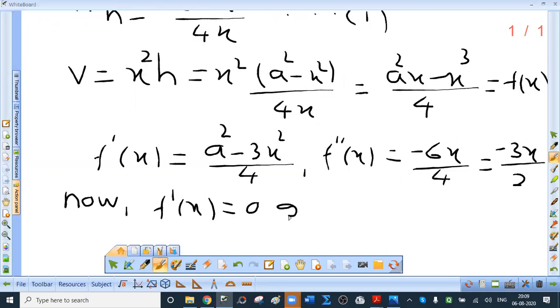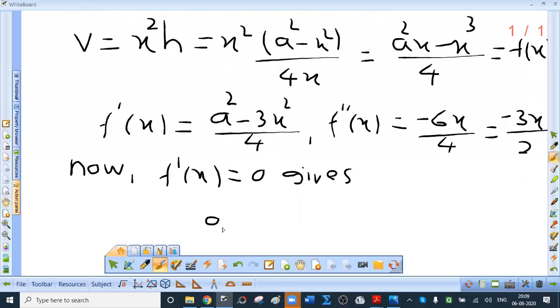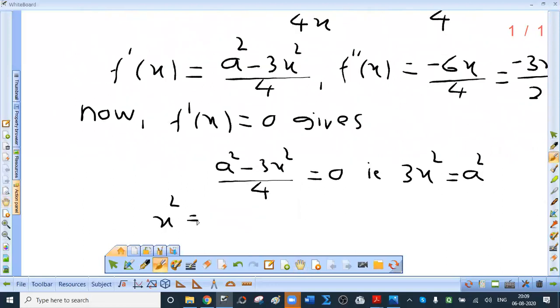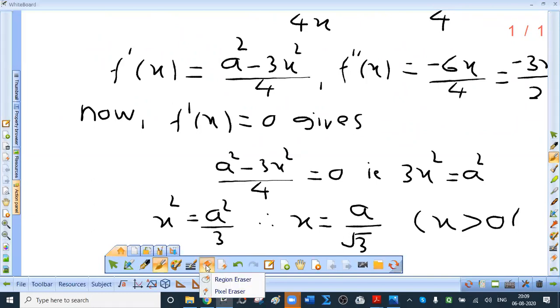So f dash of x equal to 0 gives, what does it give? It gives a square minus 3x square upon 4 equal to 0. That is 3x square equal to a square. So x square is a square upon 3. So what is x? Plus a upon root 3. Reason, x is greater than 0. Okay. So x equal to a upon root 3.